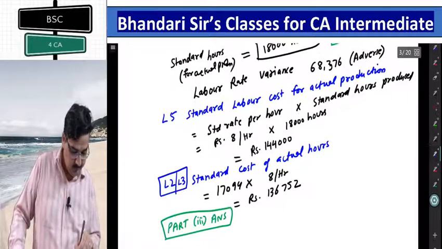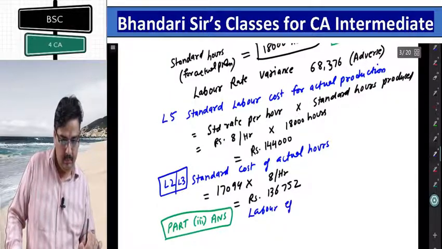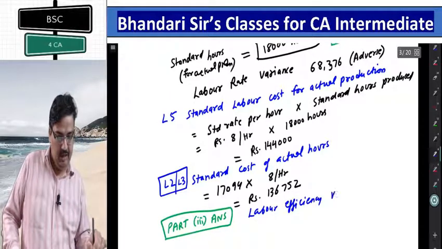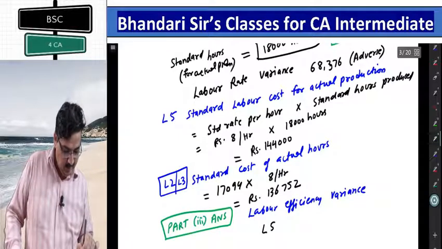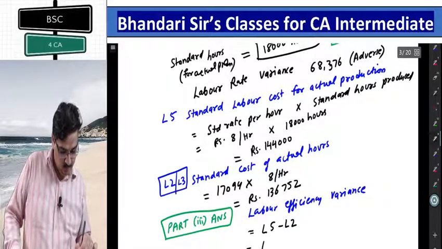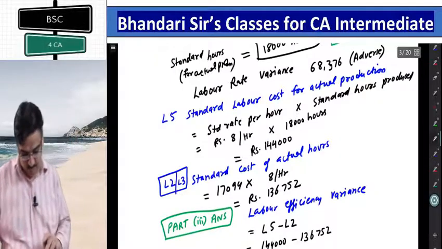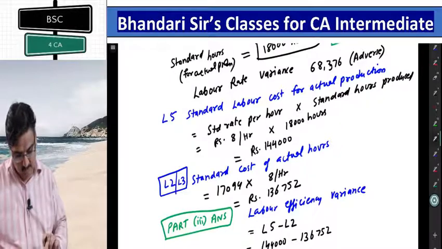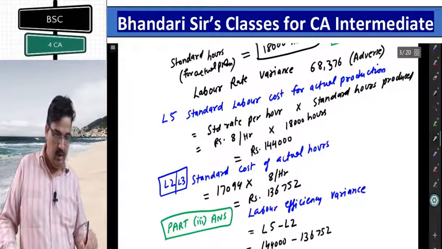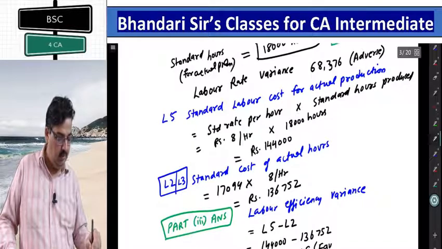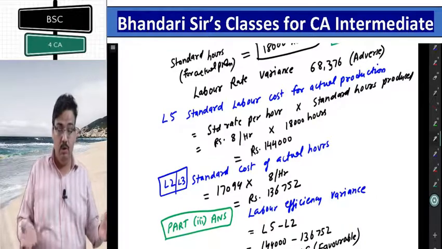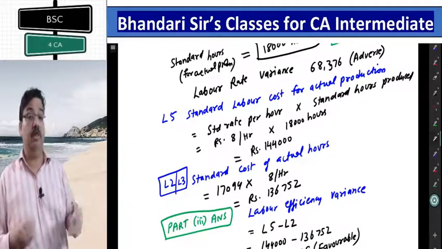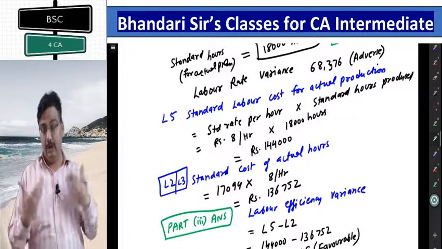This is labor efficiency variance, which is equal to L5 minus L2, 1,44,000 minus 136,752. It was bound to be positive. 7248 favorable. Why bound to be positive? Because efficiency ratio was more than 100%. 105.3% means it is 5.3% higher than what you were expecting. So it is going to be positive.